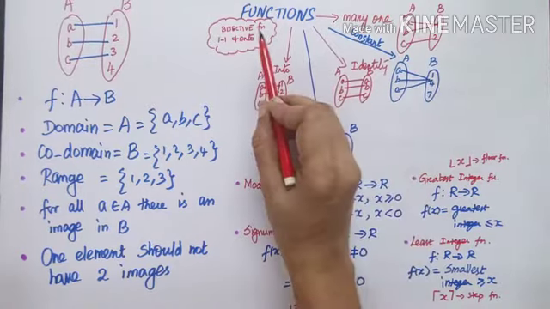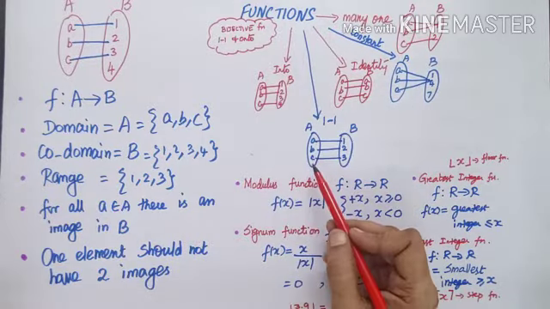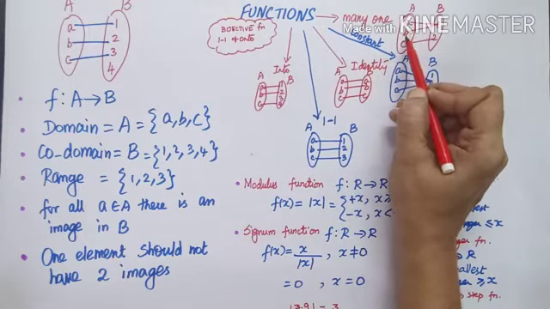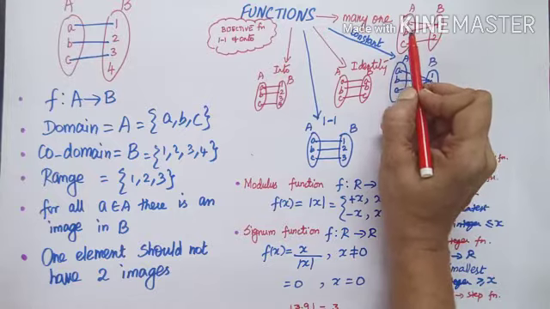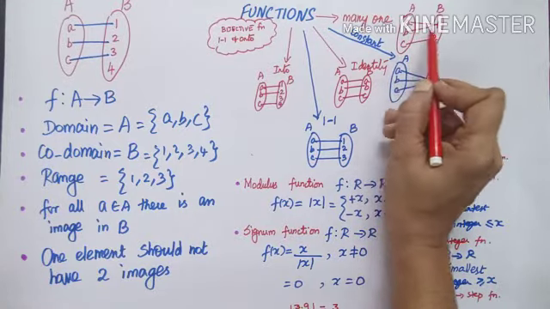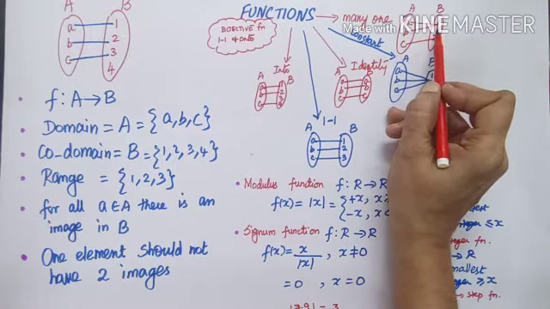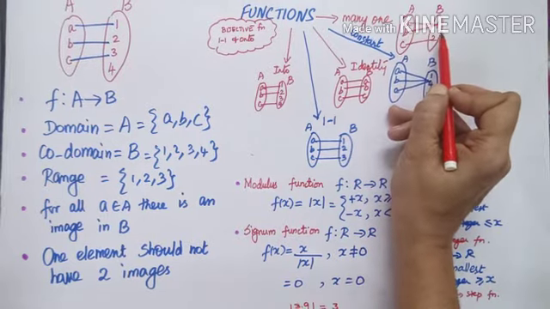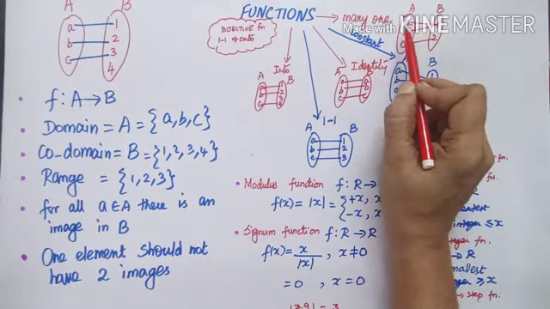Now, some of the types of functions that we have learnt already. Many elements will go to same image. See, we have twins at home. We have triplets at home. Two children may have same image. That is the idea. A, B are having same image. Many elements have same image is called many one.